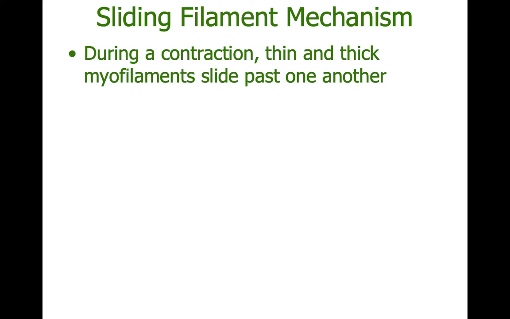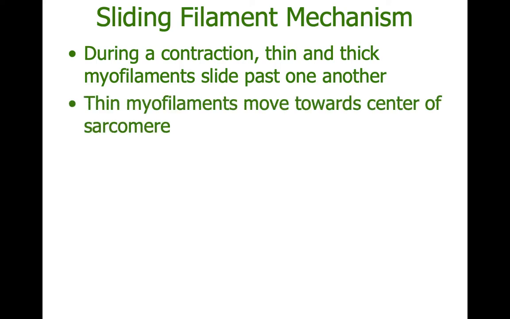So anyway, during a contraction, the thick and the thin myofilaments slide past one another. Remember, both of those myofilaments are anchored in the Z disc. The thin myofilaments move towards the center of the sarcomere because they dead end, they attach right to the Z disc. The thick myofilaments are kind of suspended in the middle of the sarcomere. So as they slide towards each other, the thin myofilaments are going to move towards the center. I wish you could see me. My hands are sliding, my fingers are sliding towards one another.